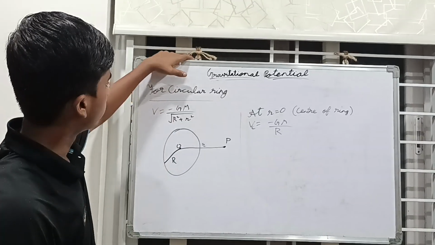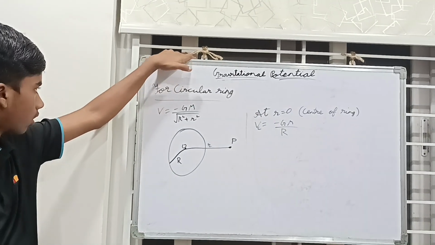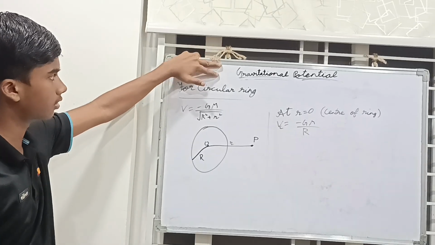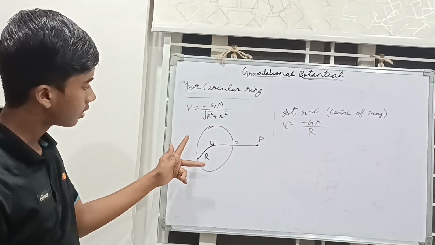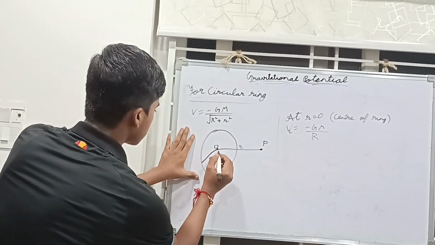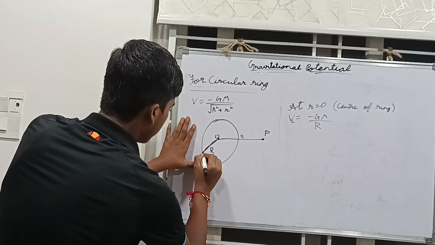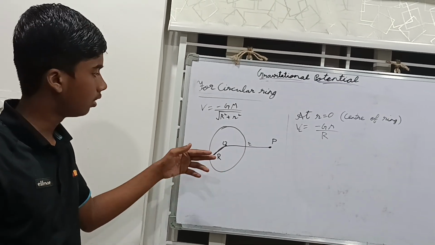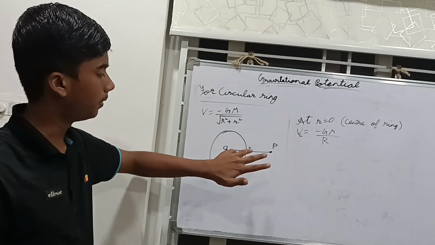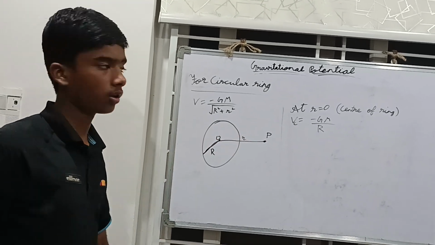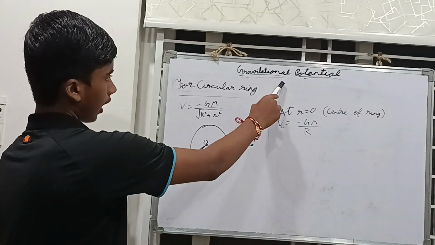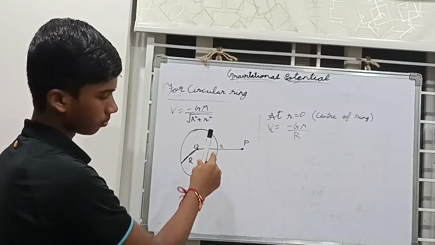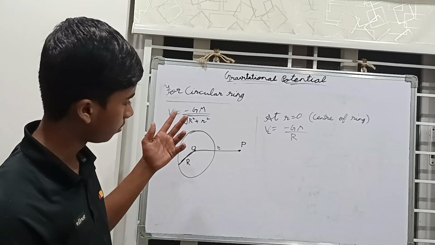Hello guys, now let's go on to the next topic, which is for circular ring. For circular ring, we need to find the gravitational potential. Like this, take this as a diagram. From point O to the end of the ring, take the length as capital R, and from point O to the point P, take it as small r. So now here the gravitational potential is equal to minus Gm by root of capital R square plus small r square.